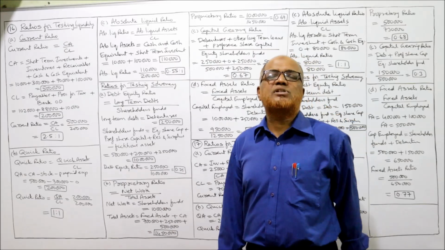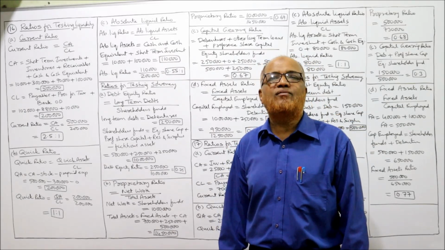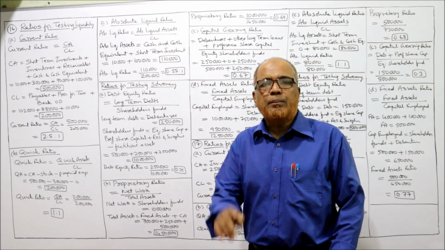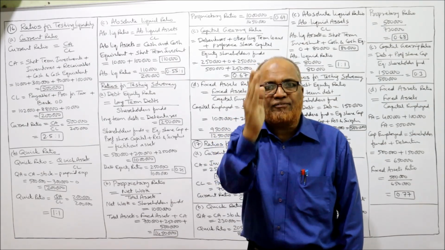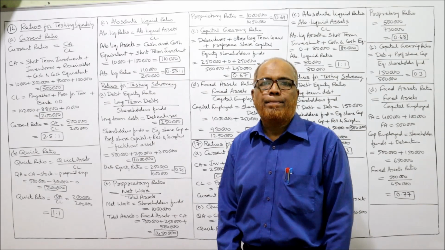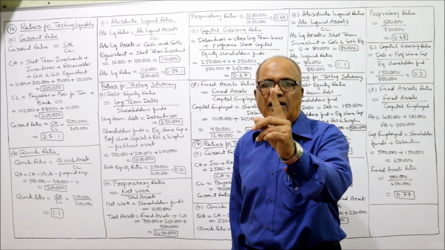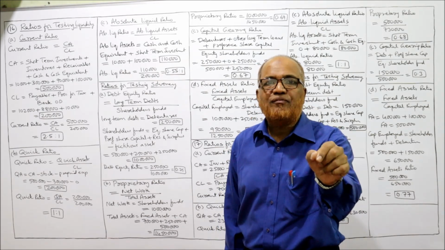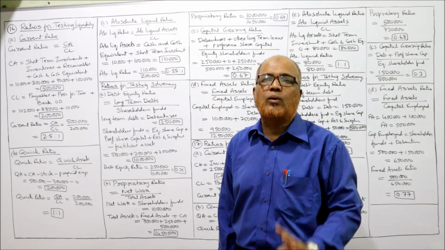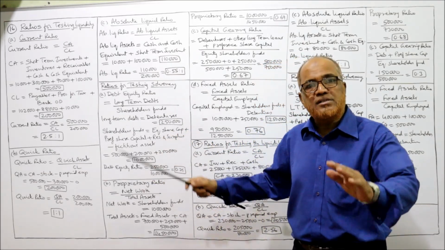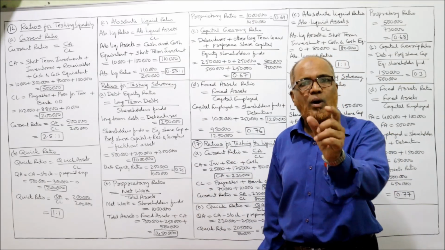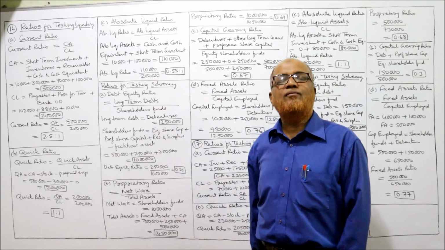The standard absolute liquid ratio says 0.5. That means the absolute liquid assets should be at least half of the current liability. If you have 1 lakh rupees current liability, at least 50,000 you should have in absolute liquid assets. But here we are having 0.55. That means it's over standard. We require 0.5. Here we are having 0.55.